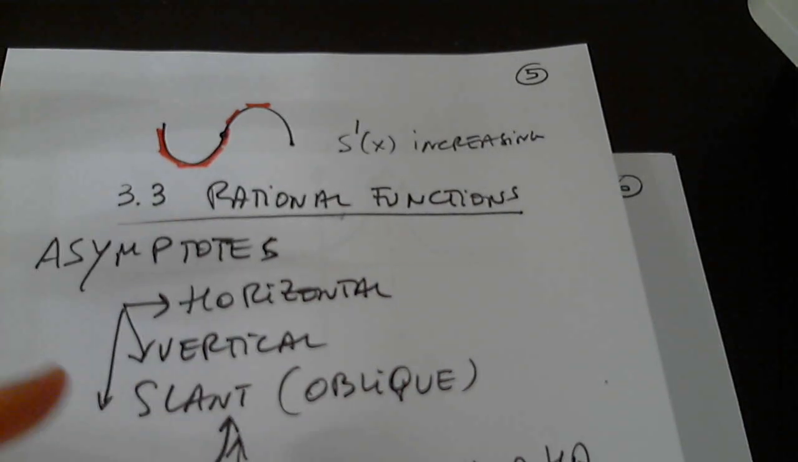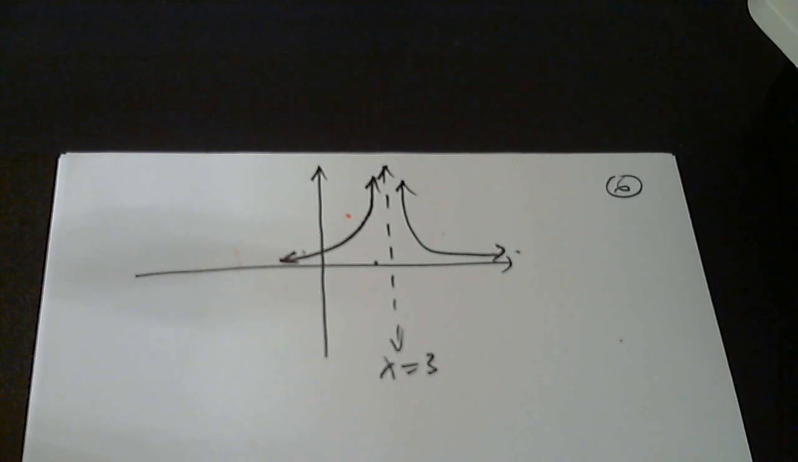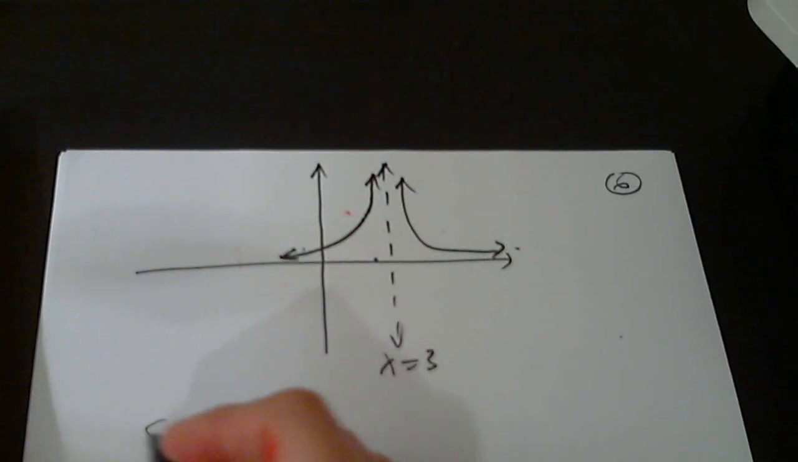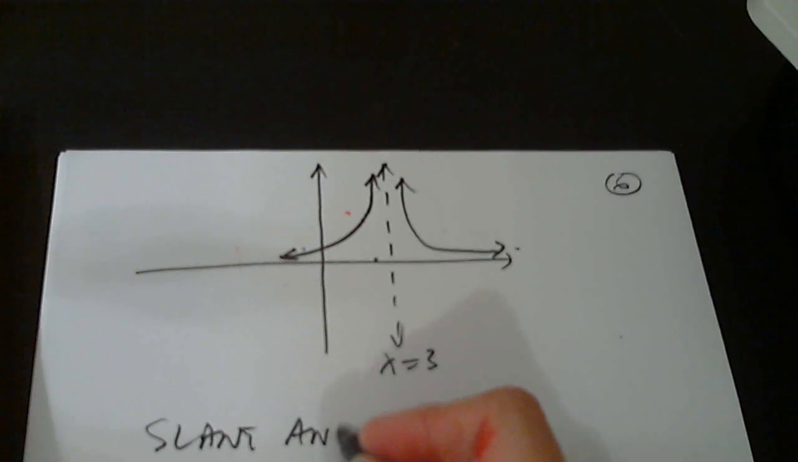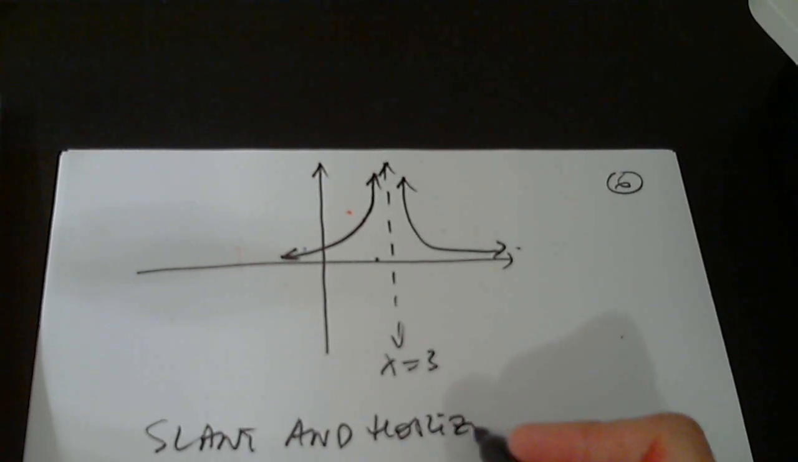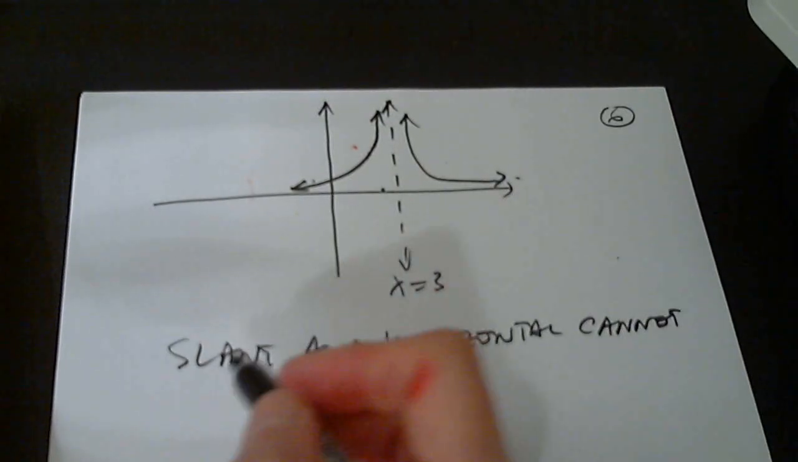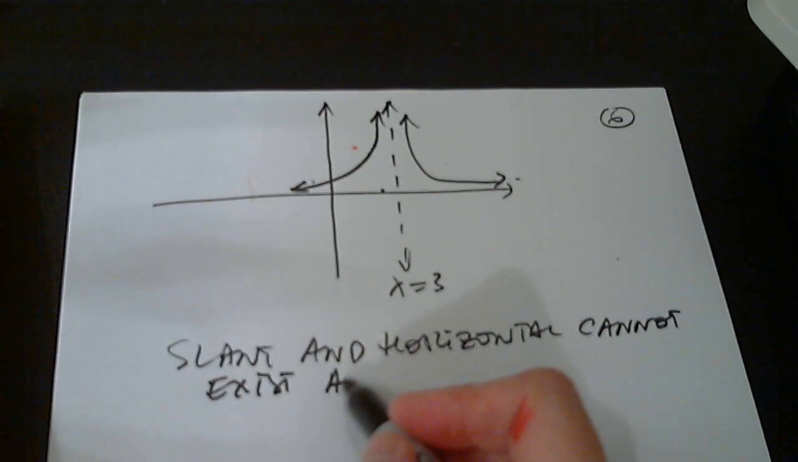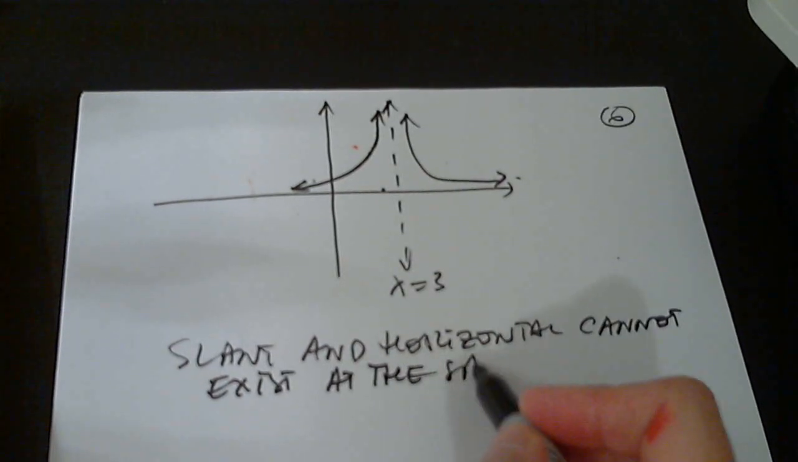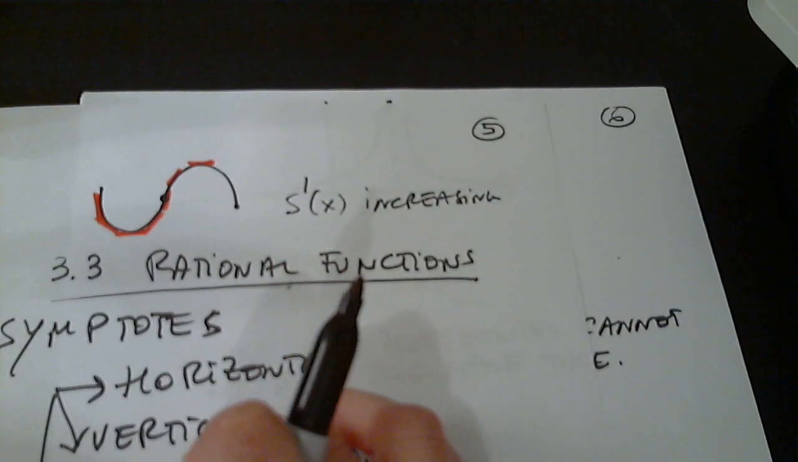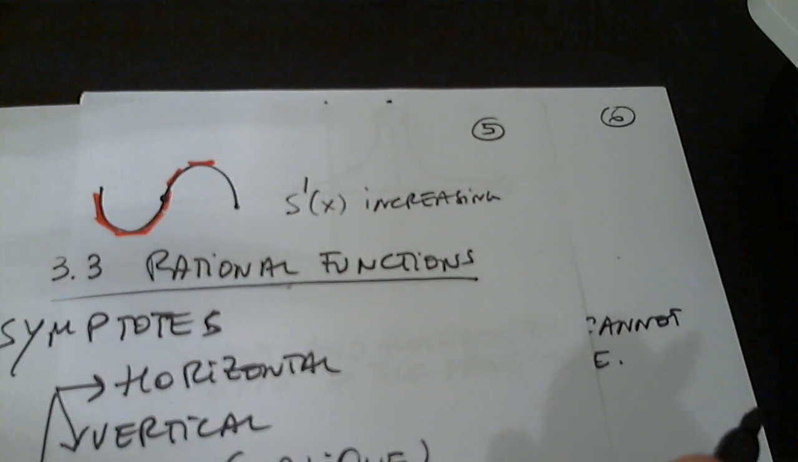Okay, horizontal, vertical. What about slant? A function cannot have horizontal and slant at the same time. Slant and horizontal cannot exist at the same time in the same function. Horizontal with vertical? Yes. Slant with vertical? Yes. Horizontal with slant? No.